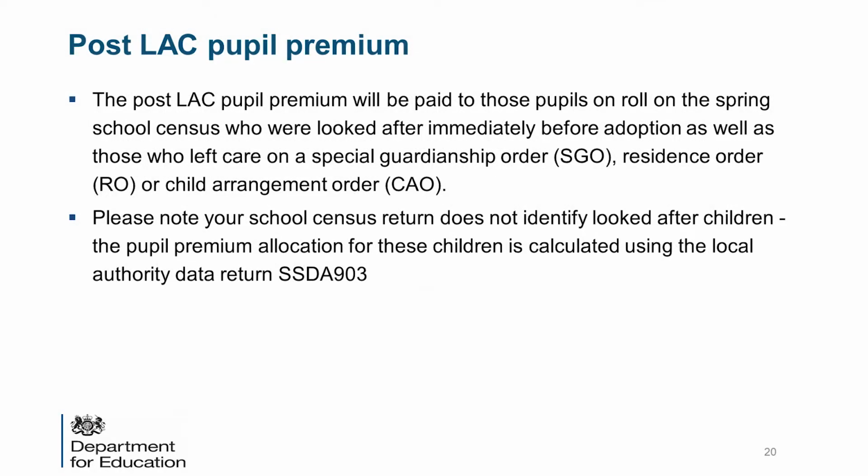The post-looked-after pupil premium will be paid to those pupils on the spring school census who were previously looked after by an English or Welsh local authority immediately before leaving care under an adoption, a special guardianship order, residence order, or a child arrangement order. Pupils who were previously looked after by an authority in Northern Ireland, Scotland, or overseas should not be recorded as such on the school census return.